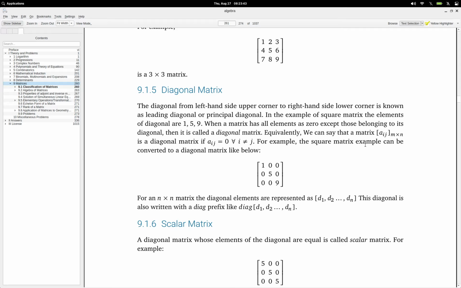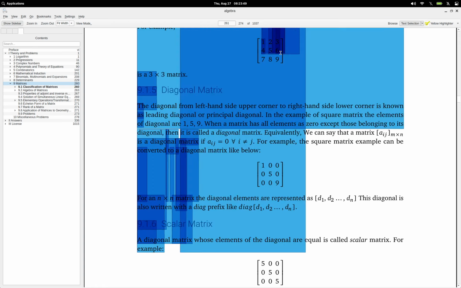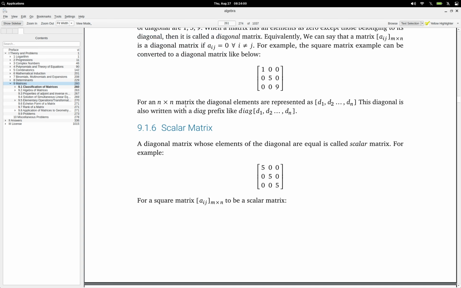For example, the square matrix example can be converted to a diagonal matrix like below. So compare with this matrix over here, and you compare it with this matrix. So 1, 5, 9 is the diagonal which is non-zero, all other elements are 0. For an n by n matrix, the diagonal elements are represented as d1, d2 up to dn. This diagonal is also written with a tag prefix like diag d1, d2 up to dn.